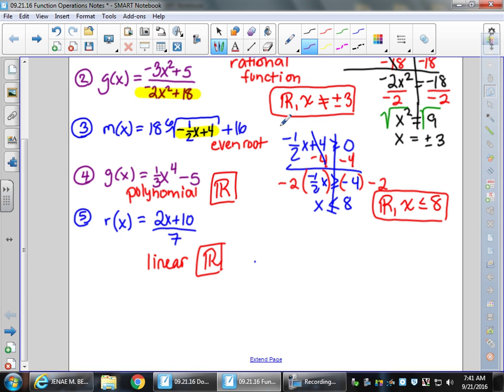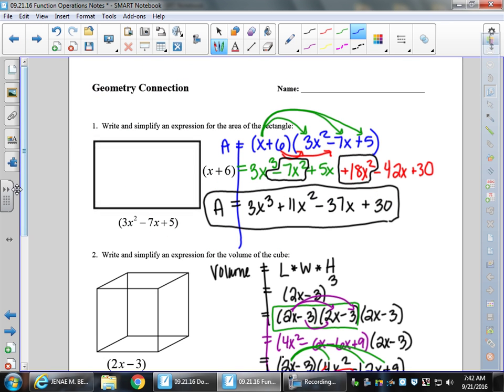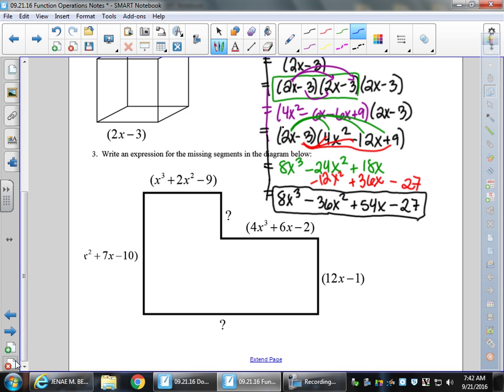For those of us who aren't seeing, check this out. Could I break this up to be 2/7 x plus 10/7, like mx plus b? We see that? Very nice. All right, whoever has their stamp, 100% solo on their own, go ahead and bring it up. And we are going to go over our geometry question and then jump into some operation notes.